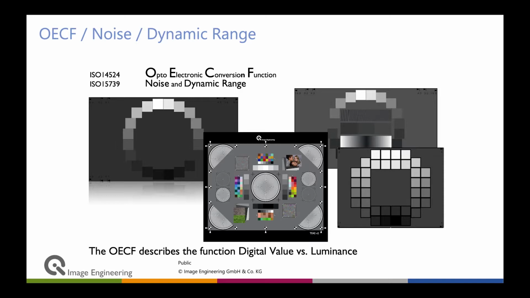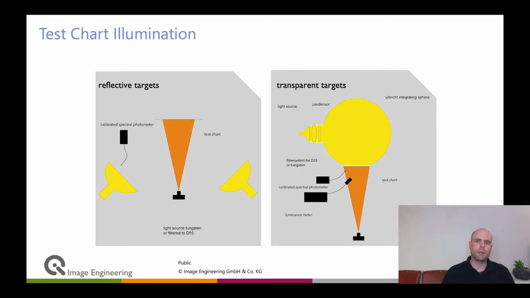You can have multiple test targets for that. It depends on the number of patches that you have, on the contrast or the dynamic range of the target itself, and if it's manufactured in reflective or in transparent. So there are some decisions that you have to make when testing a camera or when choosing a test target for that. One important category of test targets is whether it is transmissive or reflective.